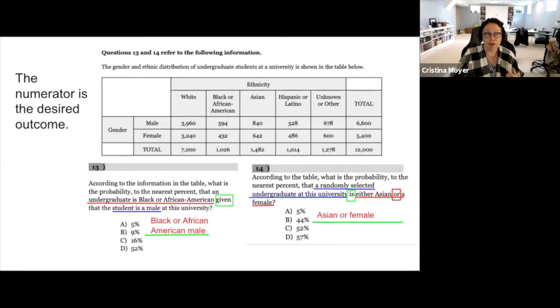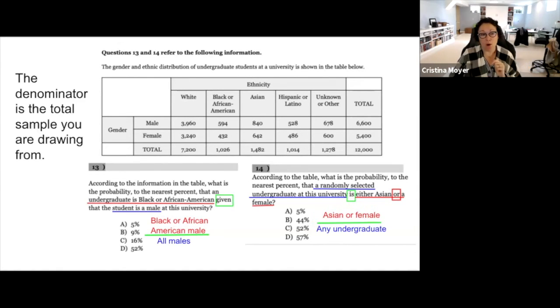So our denominators are going to come from what the pool is. Well, that's where this given comes from in number 13. It's saying given that the student is male. Whereas in number 14, it says randomly selected from the university. So our denominator for 13 is going to be all males, but our denominator for 14 is going to be any undergraduate. So now all we have to do is go to our chart and figure out what numbers go with that.